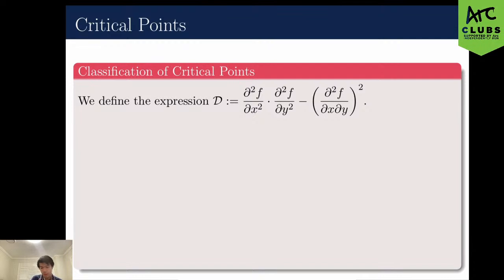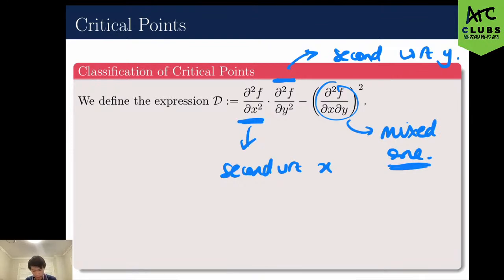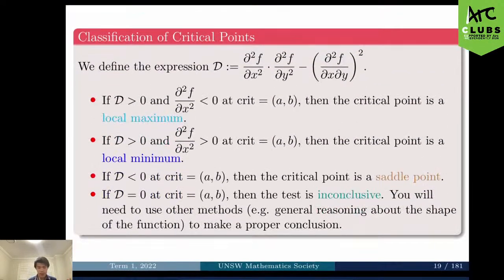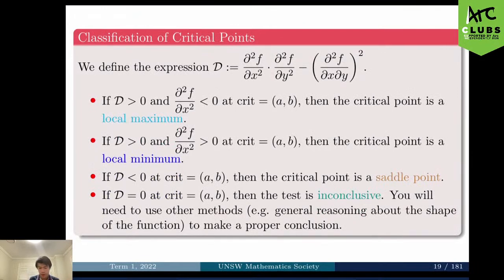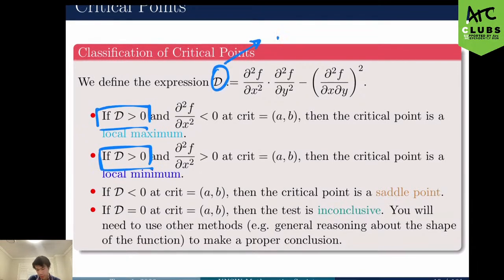Right, so we've got the second derivative with respect to x. We've got the second with respect to y. And we've got the mixed one. Right, and just basically this expression tells us everything we need to know. Because we have these conditions. If it's greater than 0, then we actually have a turning point. If this thing is greater than 0, we have a local max or a local min.